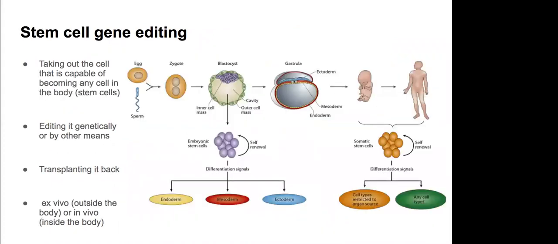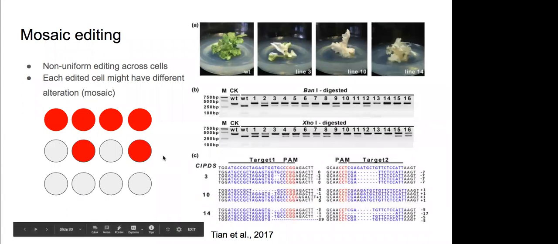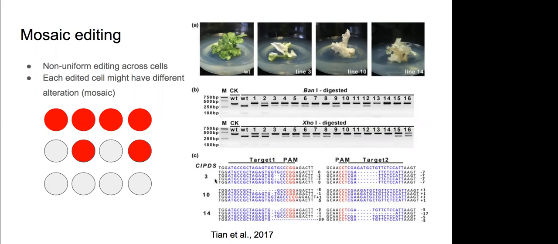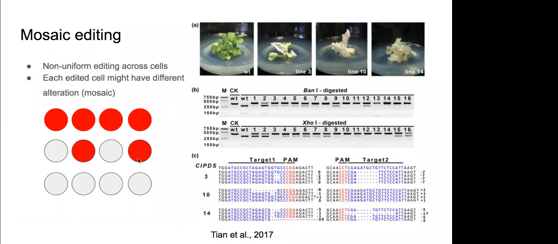stem cell gene editing, where you have to take care of the mosaic gene edits that happen, which will not be uniform across all cells, where different cells might have different genetic changes. Stem cell gene editing, that mosaic editing would not be a problem, right? Because if we are using stem cells and removing and editing them, then we can just screen them and then the mosaic editing should not be a problem, right?